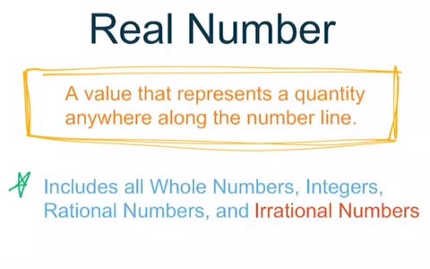It says it includes all whole numbers, integers, rational numbers, and irrational numbers. So now a real number can be a whole number, it can be an integer, it can be a rational number, and it can be an irrational number. So it's a really large set of numbers that are encompassed with real numbers. Remember, a rational number could be an integer or whole number, but not irrational. Real numbers include irrational numbers too in that set.